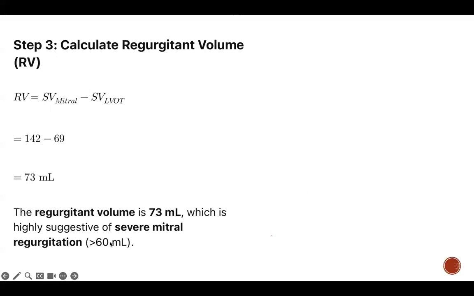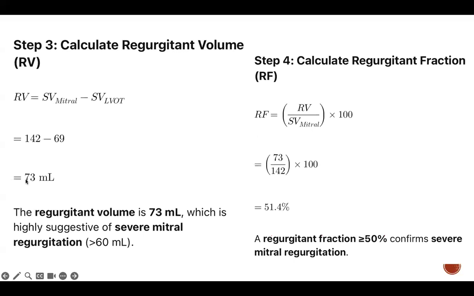And the regurgitant fraction. We want to know how many percent this 73 ml is of the total stroke volume that entered the mitral valve, meaning a proportion. So we take 73 divided by the stroke volume of the mitral valve, multiplied by 100, which is 51%. Of the blood that goes in through the mitral, this much goes back as regurgitation. So the regurgitant fraction is 51.4%, which again confirms our finding of severe mitral regurgitation.